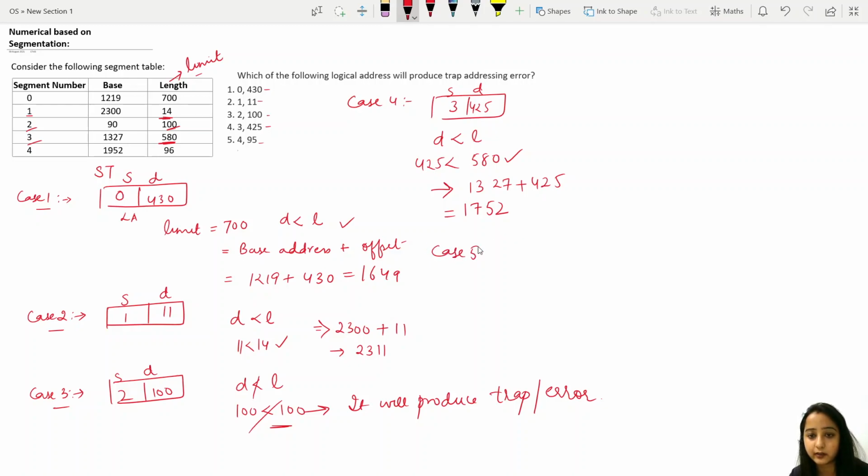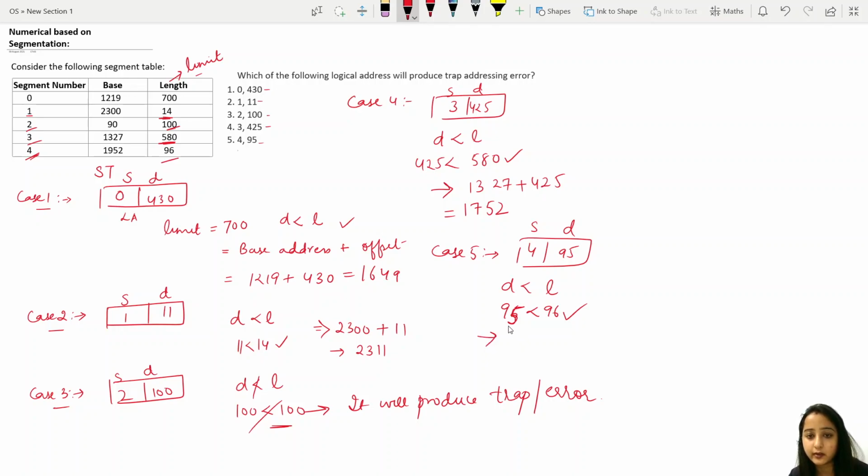Let me consider the case number 5. Case number 5 is segment number is given 4 and offset is given 95. This is the logical address. So I have to check this condition. What is segment number 4? Corresponding limit is 96 and offset is 95. Yes, this condition is also okay.